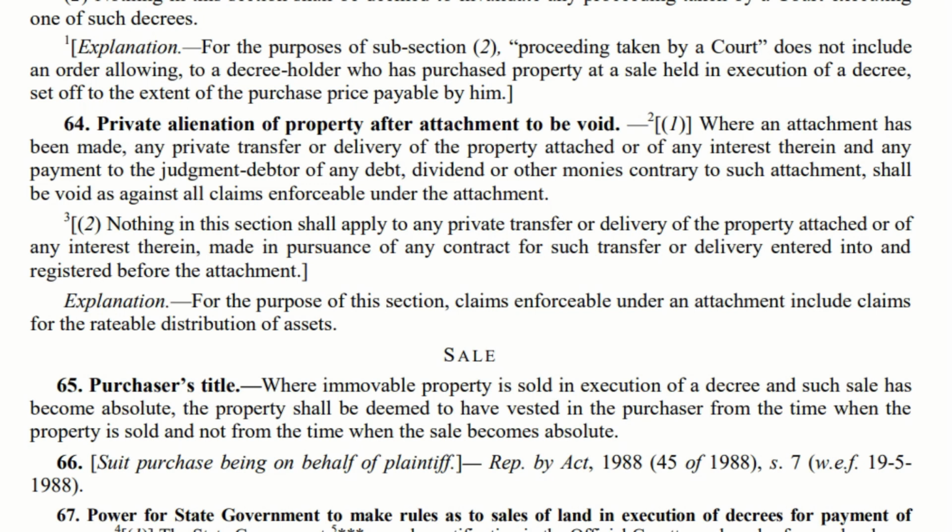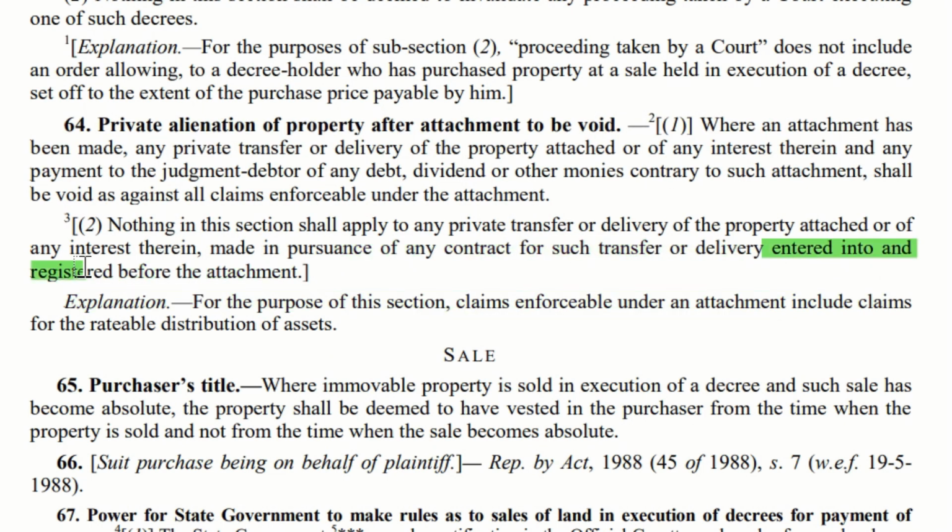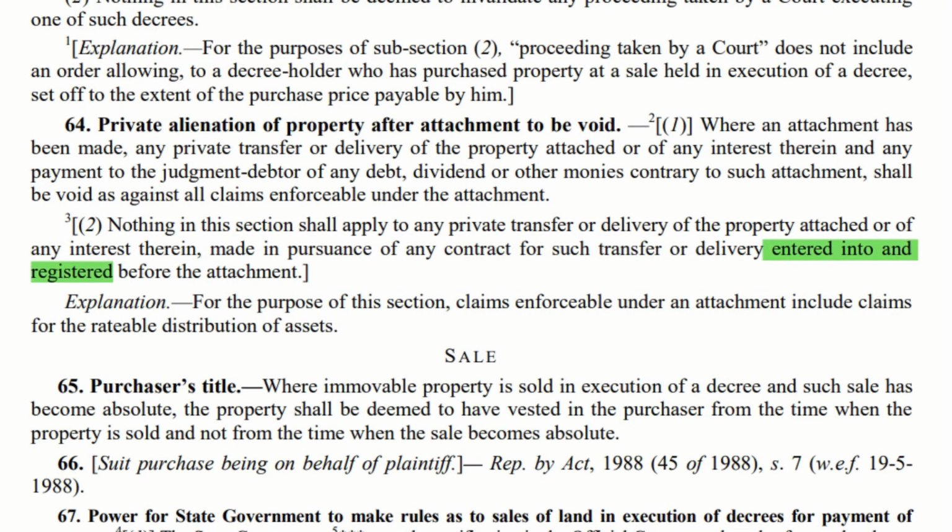If this particular transfer happened before the attachment, then that kind of transfer or delivery of property is valid. The important condition under this particular section is that the contract should have been entered into and registered before the attachment. The point is, they might ask a question whether such a contract should be registered. The answer is yes. And let us move to the explanation.